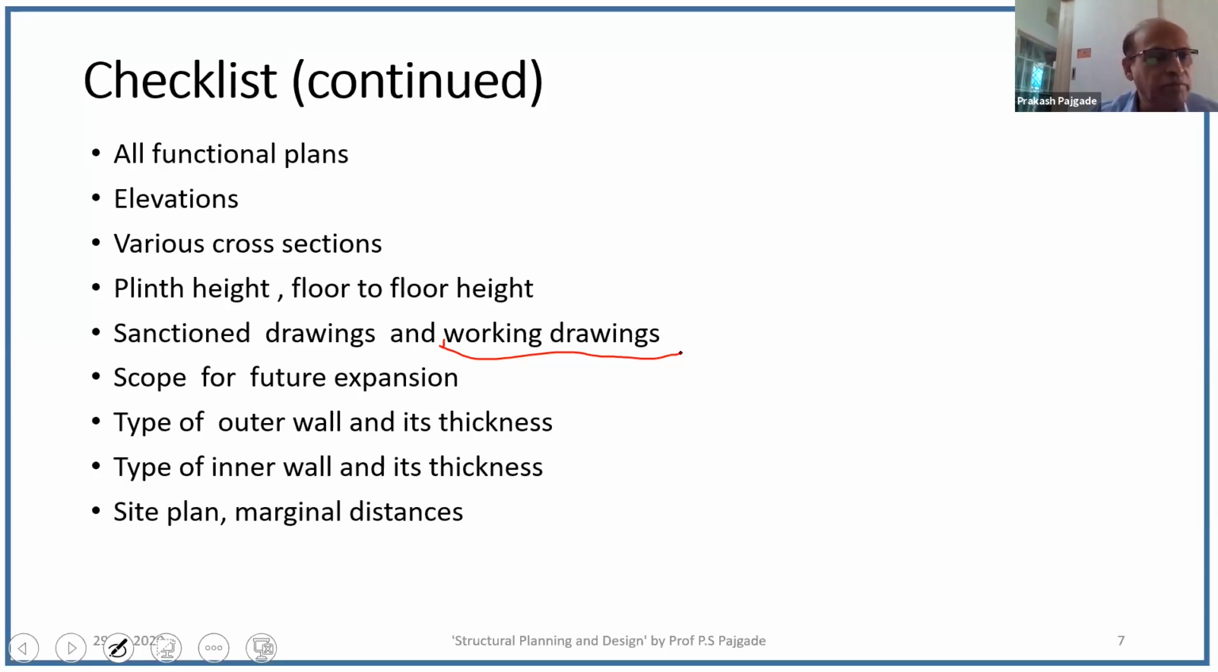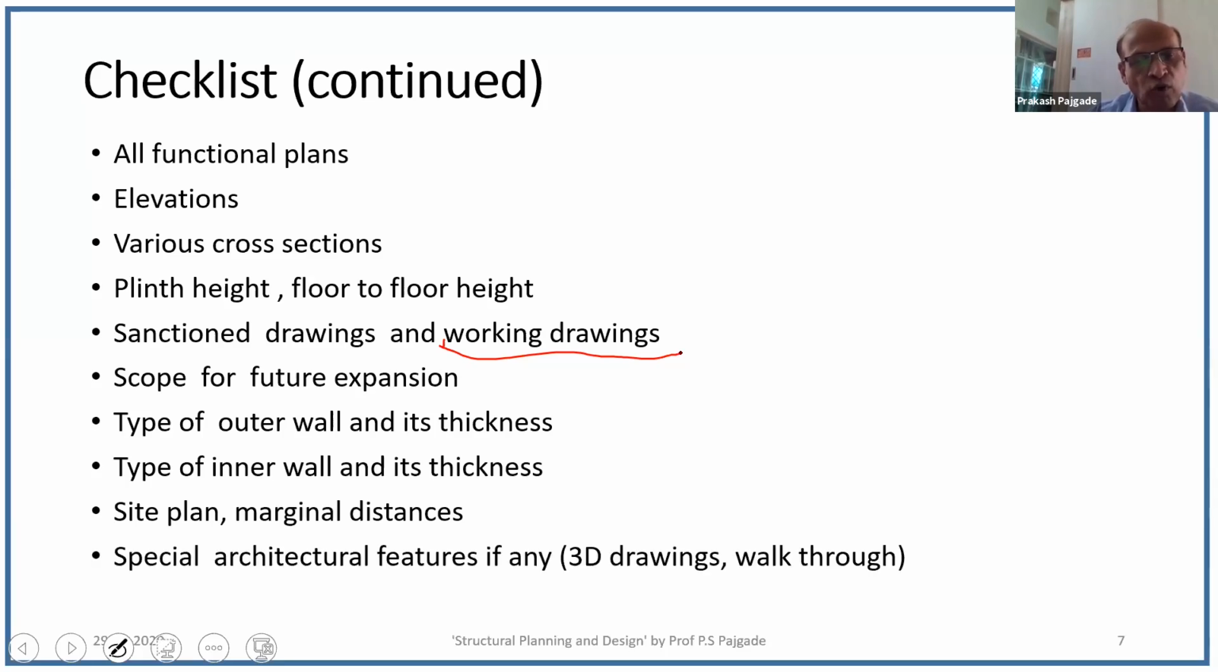Marginal distances can be used for water tanks and other facilities. So we must know what side distances are available, and any special architectural features, if any.